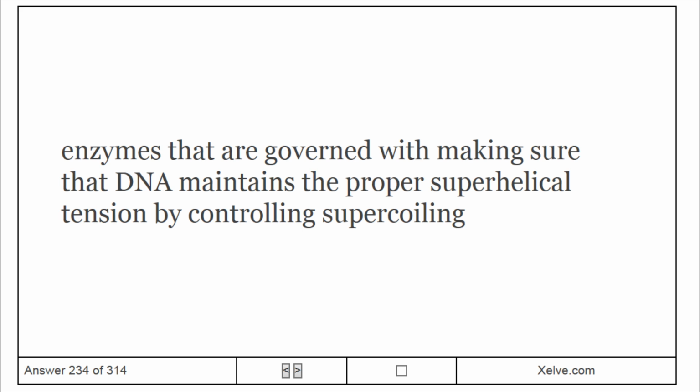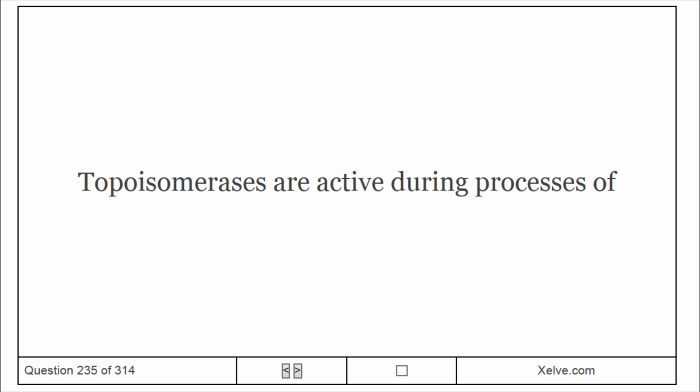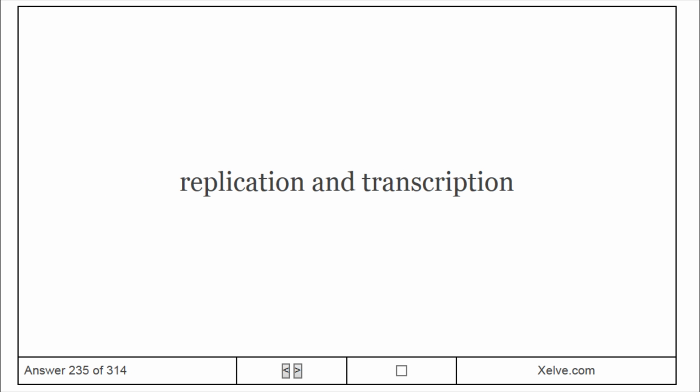Topoisomerases are enzymes responsible for making sure that DNA maintains the proper superhelical tension by controlling supercoiling. Topoisomerases are active during the processes of replication and transcription.